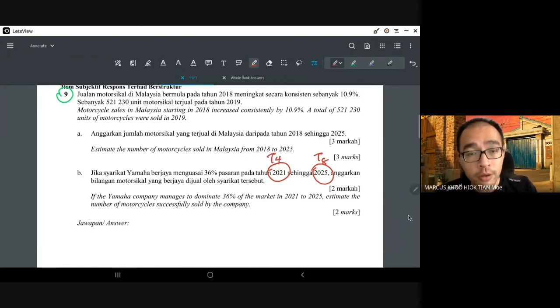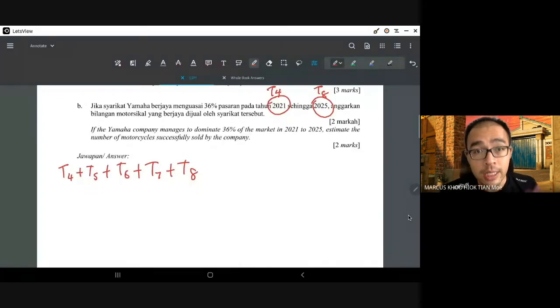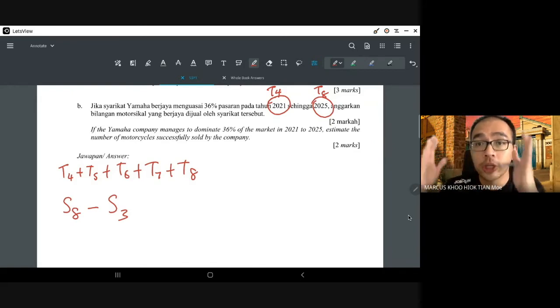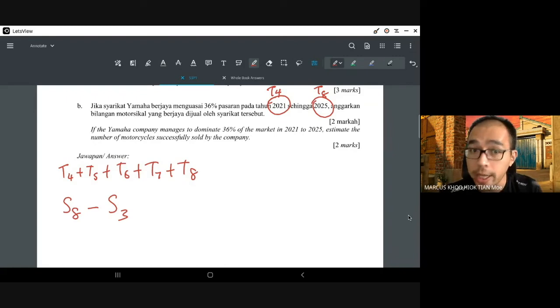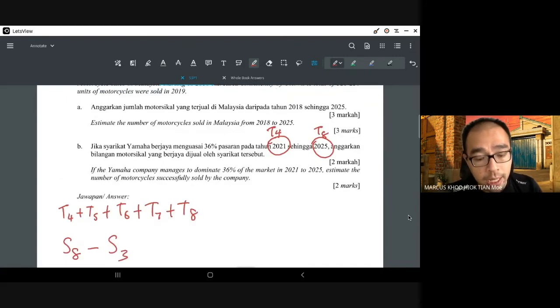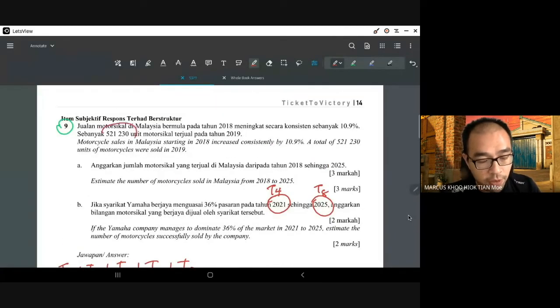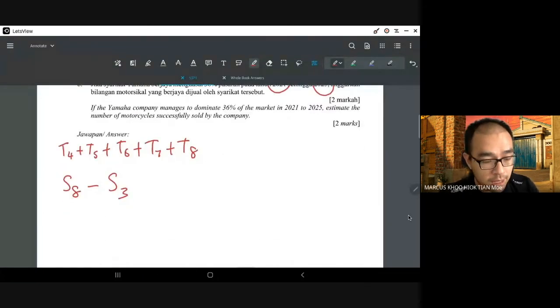Okay, so if you want to find T4 plus T5 plus T6 plus T7 plus T8, you can do it manually like this, since you have the A and the R. Or if you want, you can have S8 minus S3. The sum of the first 8 terms minus the sum of the first 3 terms, then you get 4 to 8. Either way. Now since I know what S8 is, which is 521230, it makes sense for me to use this method.